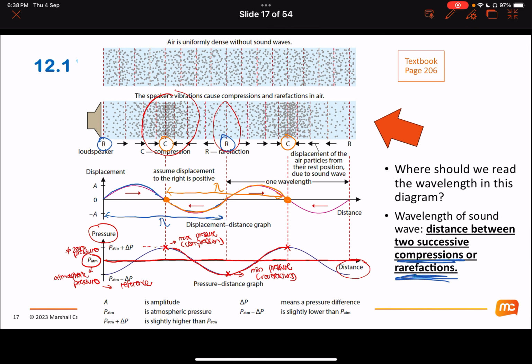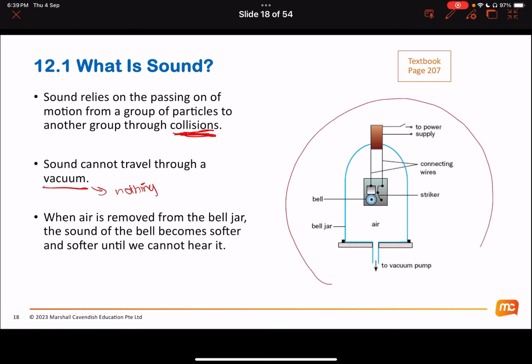So for example, if I have a bell and we remove all the air, then the sound of the bell will become softer and softer, and eventually just disappear altogether, even though you will see the striker hitting the bell constantly. If we suck out all the air through a pump, eventually you will not hear any sound coming from the bell anymore because there's no more collision of these particles.